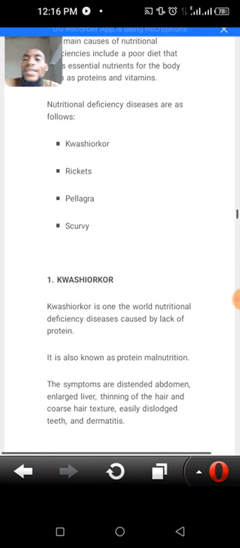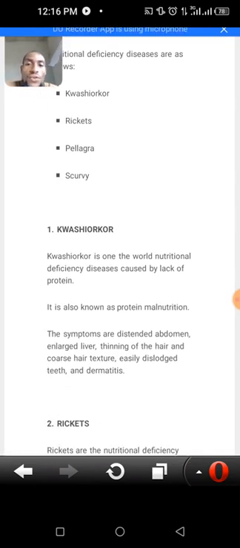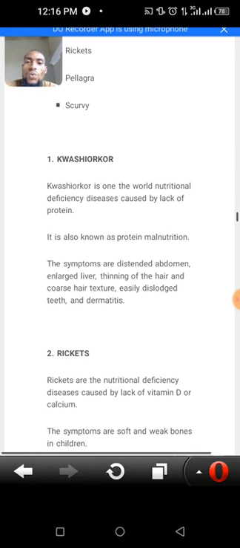Now, examples of nutritional deficiency disease are kwashiorkor, rickets, pellagra, scurvy. Now, the first one, which is kwashiorkor: kwashiorkor is when we lack protein in the body. You can see that when we have some children that have big stomachs, they have nutritional deficiency. They are having kwashiorkor.